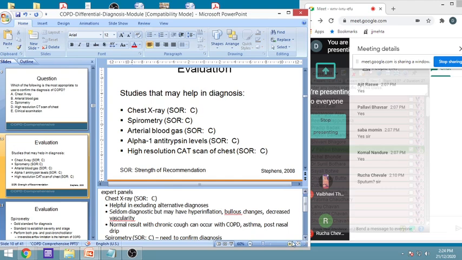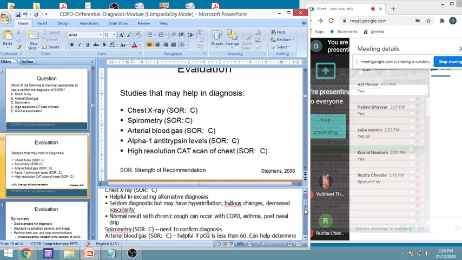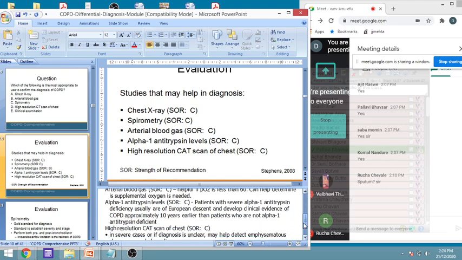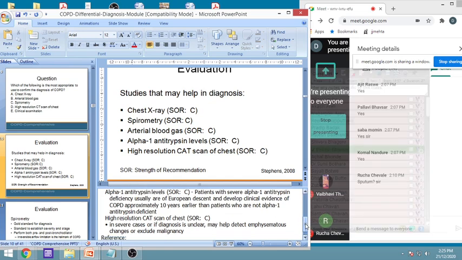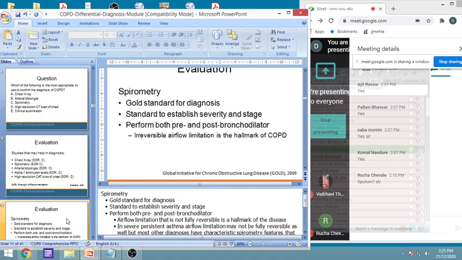Okay. So these are various signs and symptoms which we have seen, and then the high resolution CT scan will tell us whether the diagnosis is unclear. It will help to detect any tumors or any cancer-like situation. So these are the reasons how all these are helping.